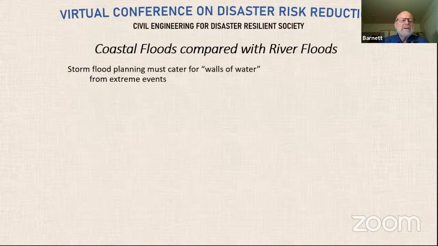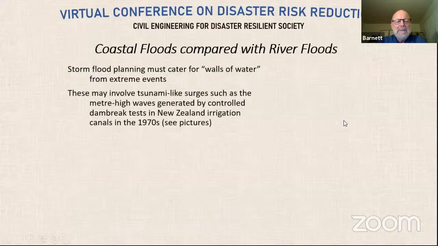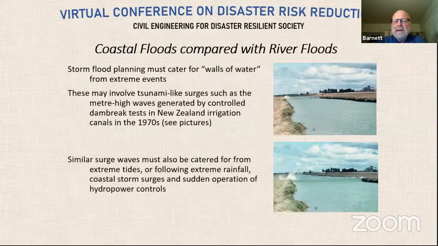So storm flood planning must cater for walls of water, so-called, from extreme events. And these may involve tsunami-like surges, such as the meter-high waves generated by controlled dam break tests in irrigation canals in the 1970s.